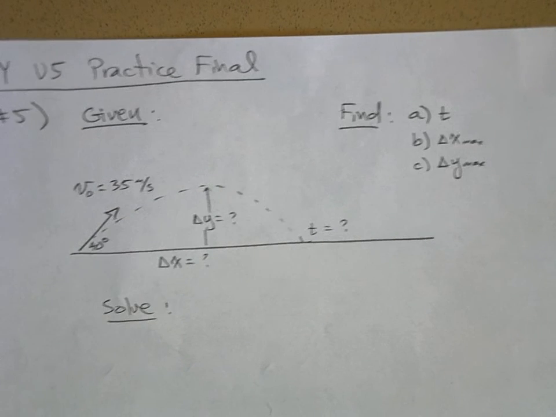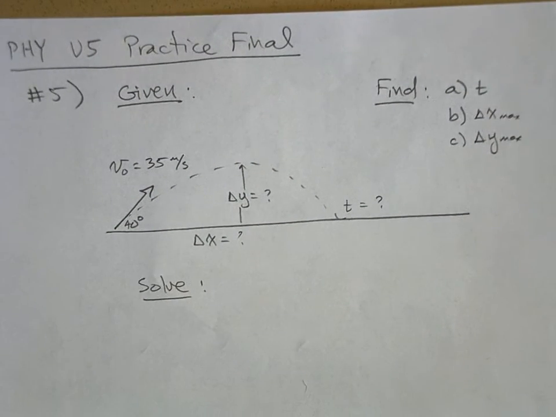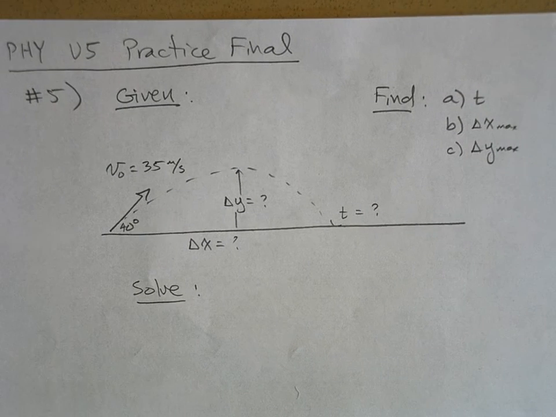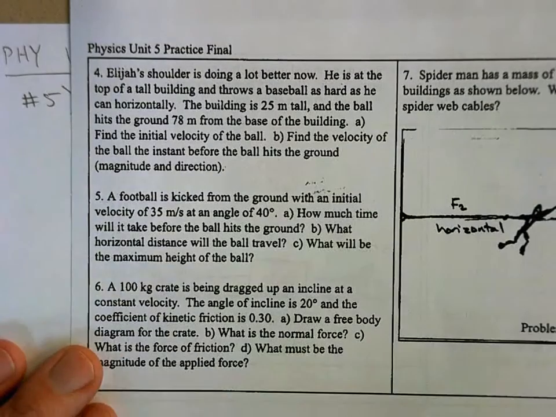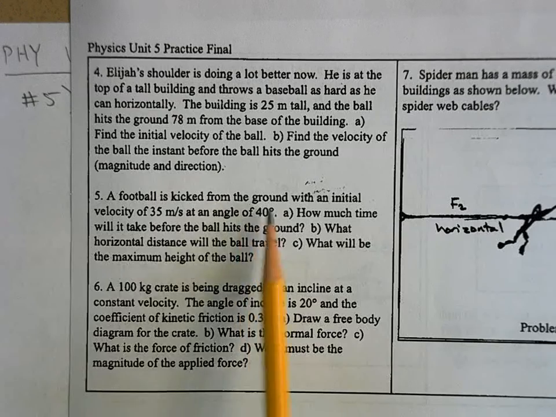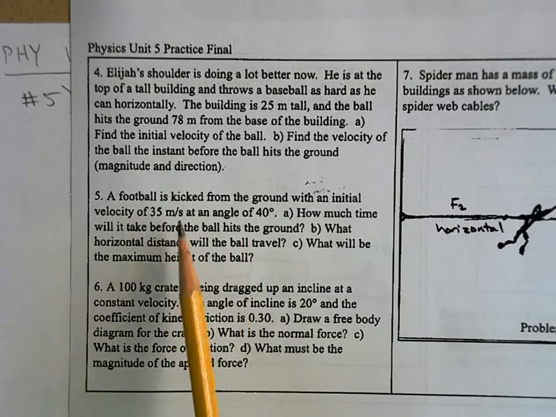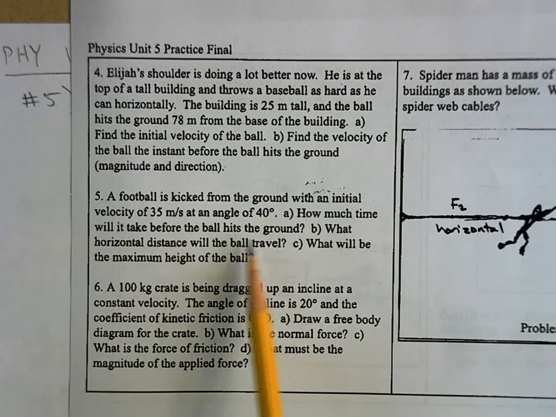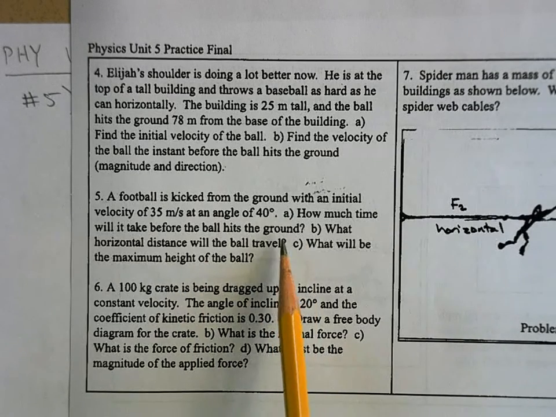All right, let's do problem number 5 on the Unit 5 practice final that I gave you. Here's what's given. Right here it says, a football is kicked from the ground with an initial velocity of 35 meters per second at an angle of 40 degrees. How much time will it take before the ball hits the ground?